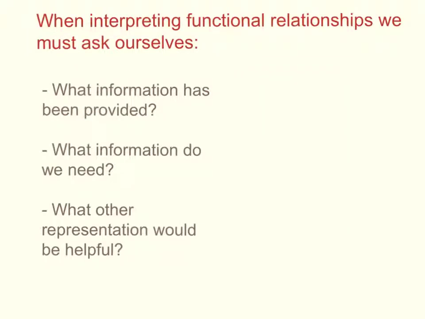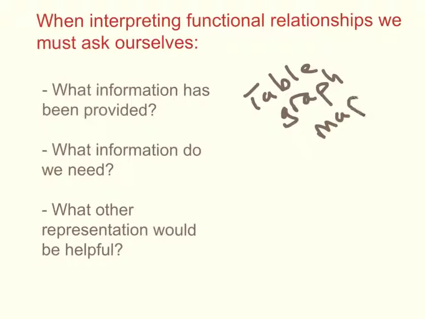When interpreting functional relationships, we must ask ourselves, what information has already been provided? An example of information that could have been provided is what representation? Do we have a table? Do we have a graph? Do we have a map? Do we have some ordered pairs? Like, what is it that we have?